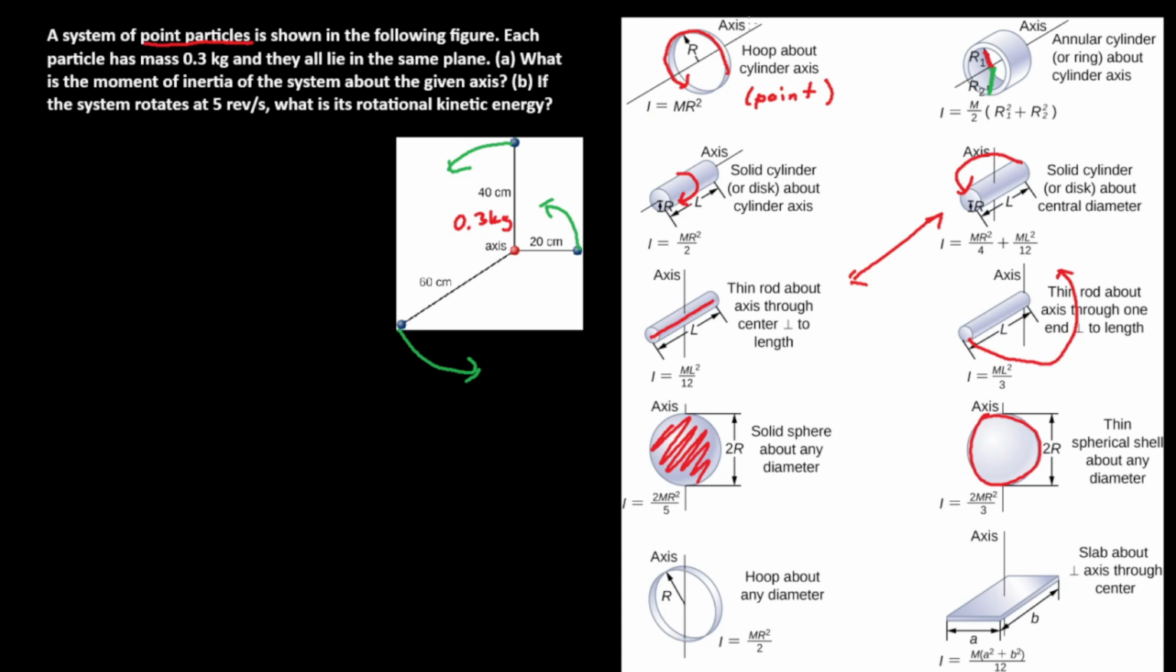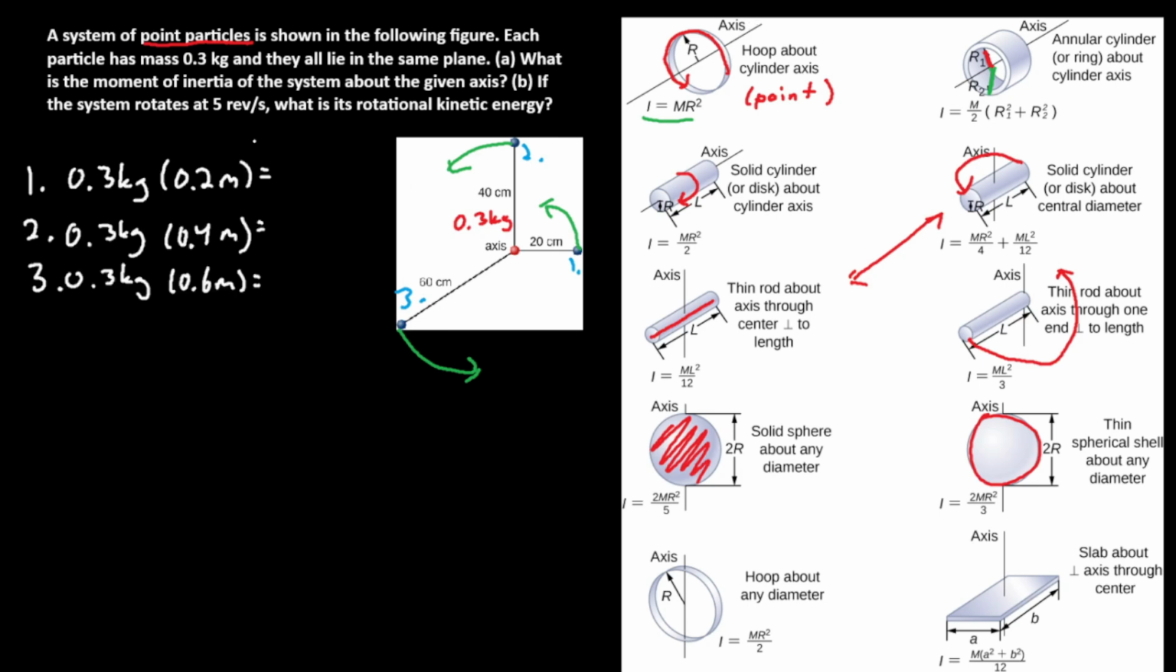Well, if you picked this equation, then you picked right. The reason is that even though this formula states hoops, you can also use it to solve for the moments of inertia of point particles around an axis. So if we set up all the points like so, let's name them point 1, point 2, and point 3. Let's set up all their equations for their moments of inertia. And once we set up all the formulas, mass times radius squared, all we have to do is evaluate these equations to get I.